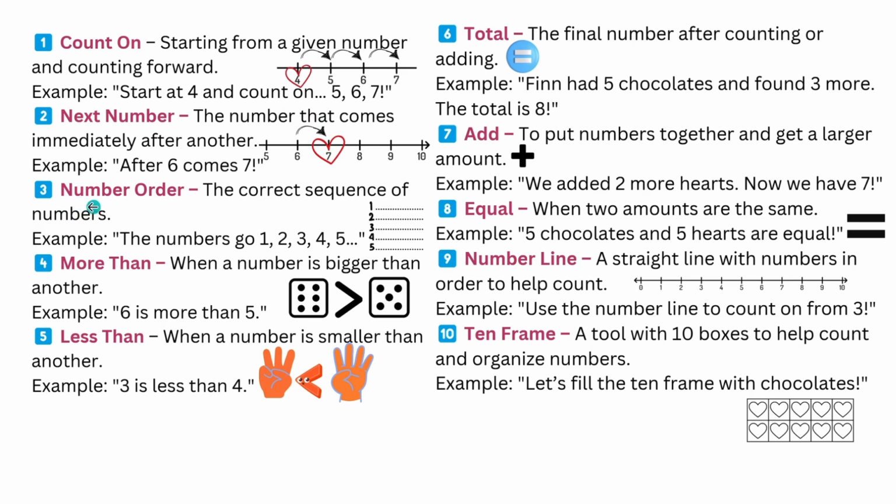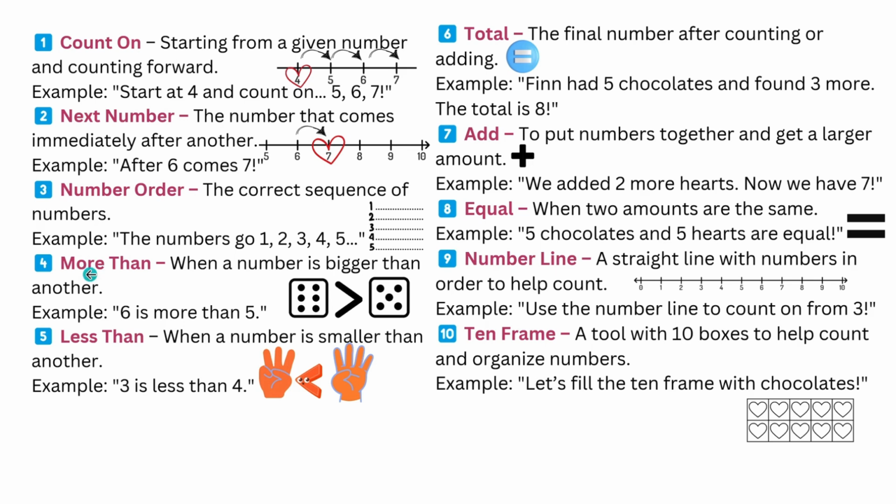The next term we have is number order. Number order is the correct sequence of numbers. So the numbers go 1, 2, 3, 4, 5, and just continue on. I put an example here of maybe a worksheet that you might see. You see the numbers 1, 2, 3, 4, 5.